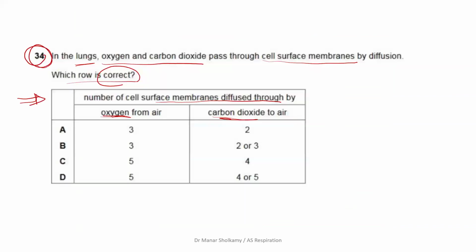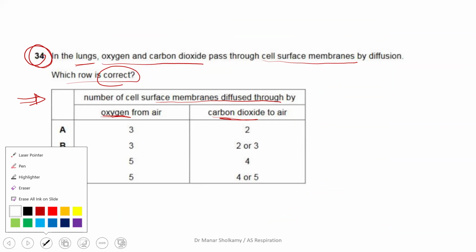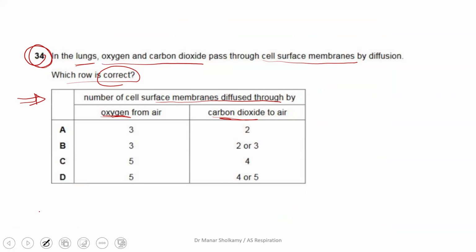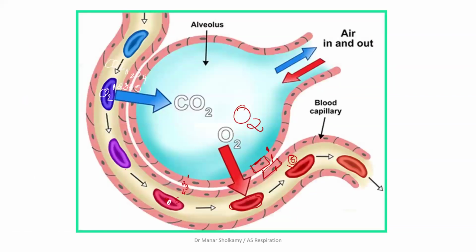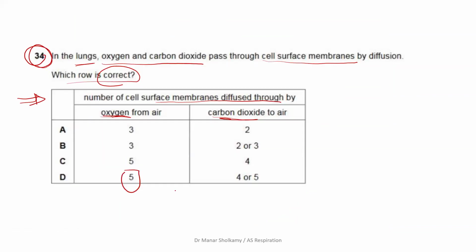Now let's look at this question. Oxygen from the air: how many cell membranes does it have to cross to reach the red blood cell? We said 5. If you forgot or you're confused, we said 5. Oxygen is here. So this is the first membrane, 2, 3, 4, 5. So oxygen, definitely 5. Now, look at this question. The answer is D, by the way.